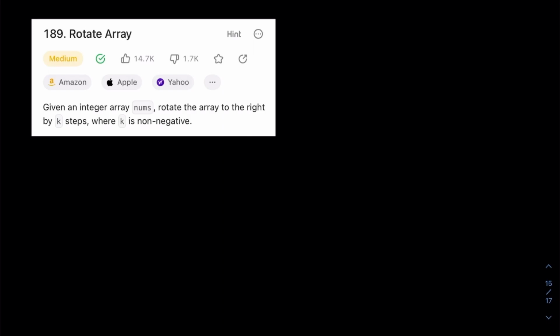Very quick explanation for 189 Rotate Array. Given an integer array nums, rotate the array to the right by k steps, where k is non-negative.